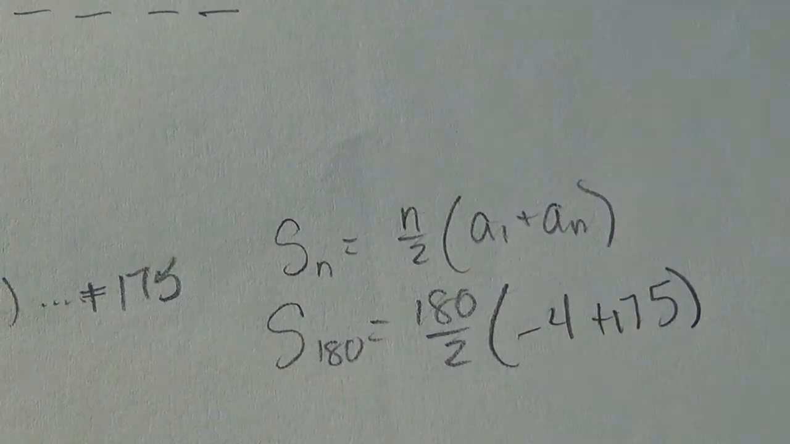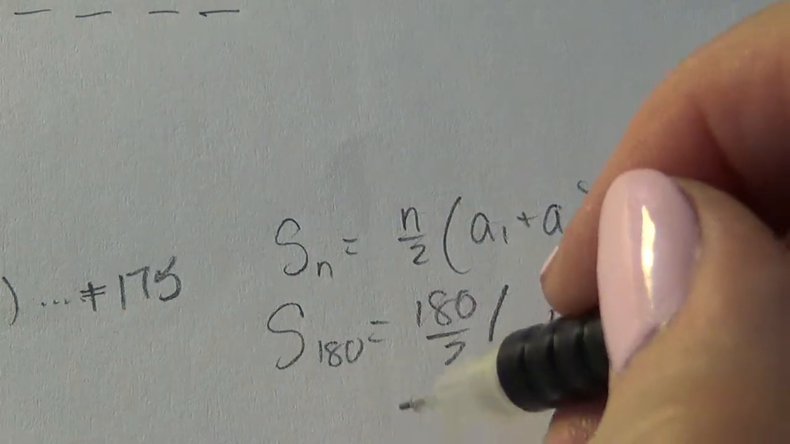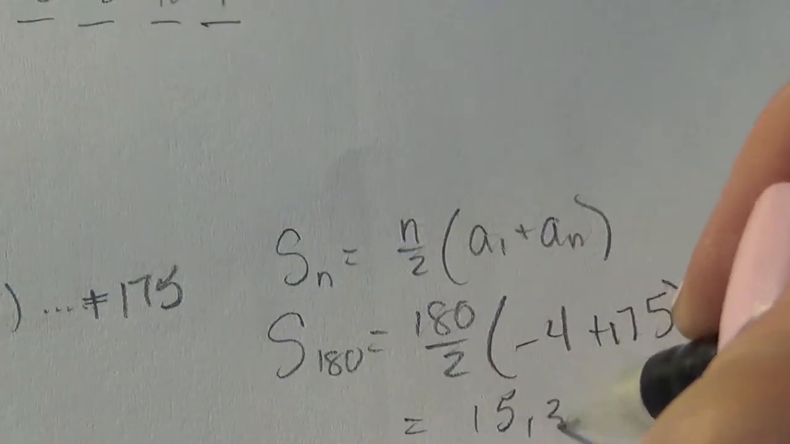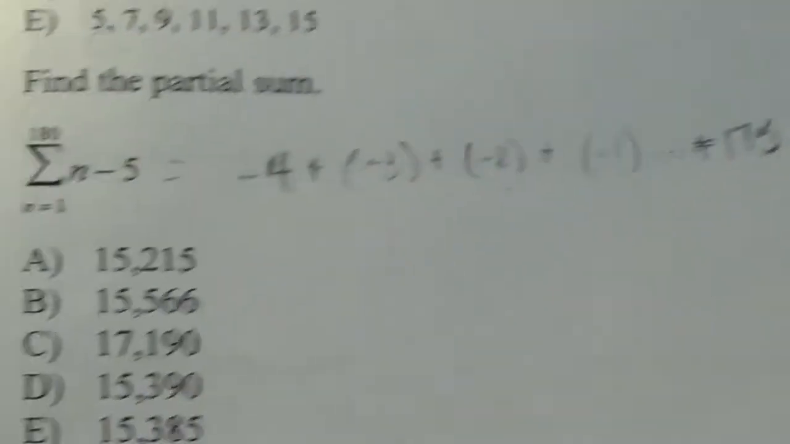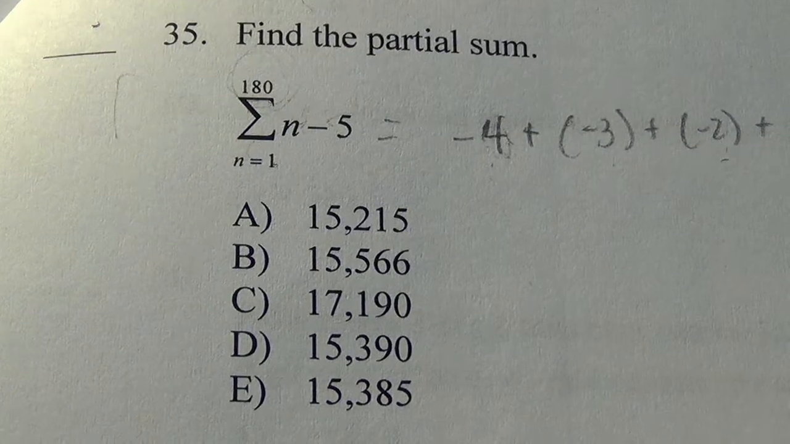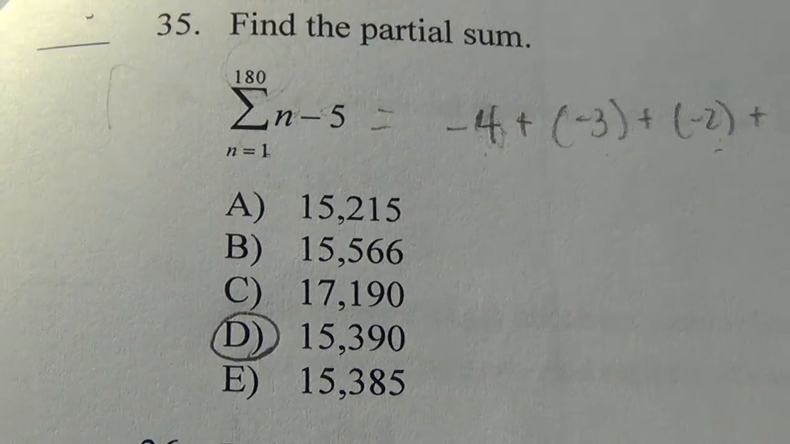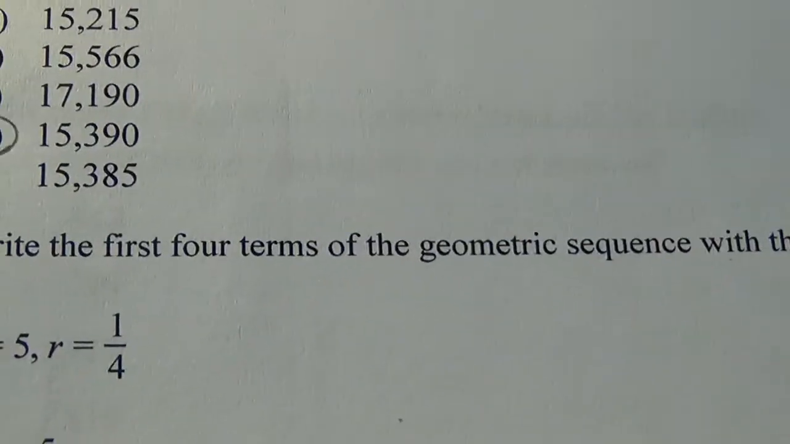So when I add minus 4 plus 175, I get 171 times 180 divided by 2, which is 90. So I get 15,390. One of our selections, hopefully, it is selection D. And recall, your final will not have multiple choice.